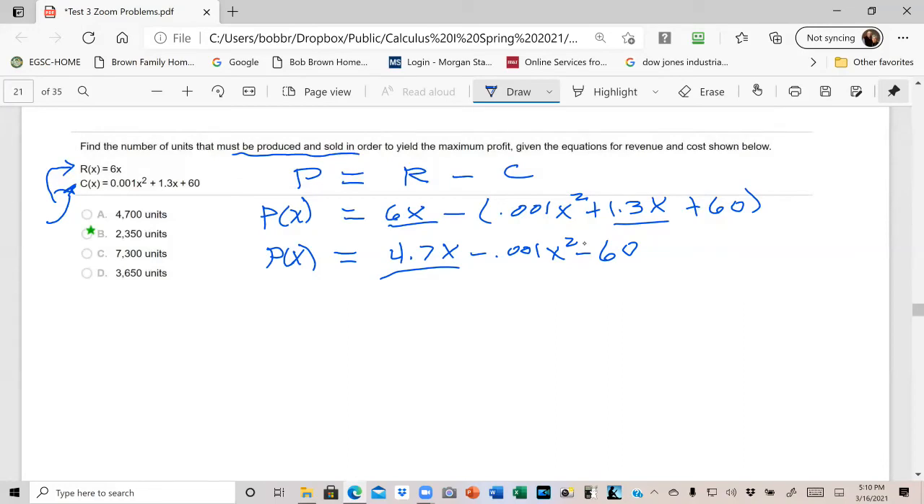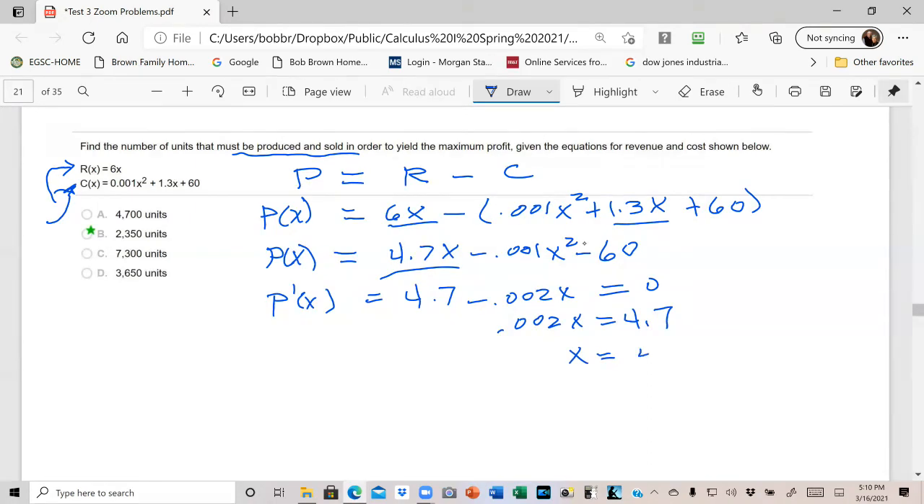So now we can take the first derivative, which is 4.7 minus 0.002x, and set that equal to 0. And we get 0.002x equal 4.7, and x is equal to 4.7 divided by 0.002 equals 2,350 units that should be produced in order to maximize the profits.